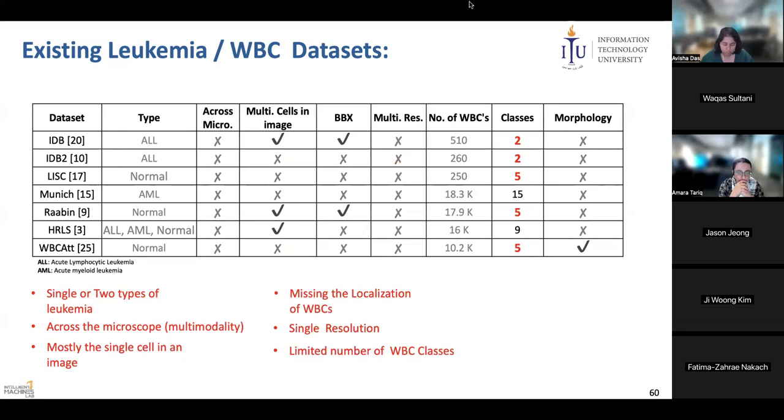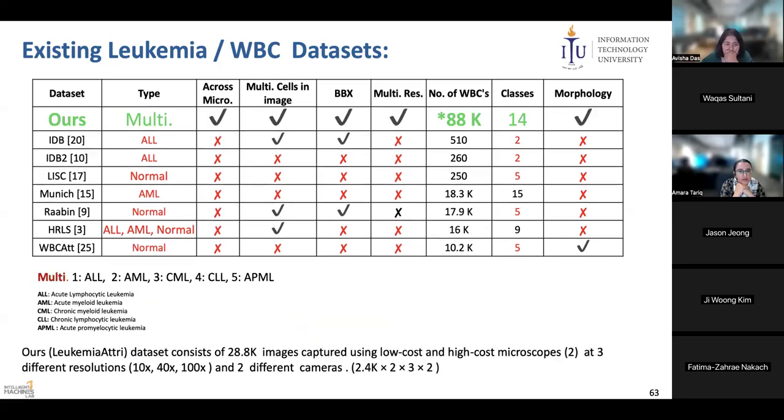And the number of classes is 2 for most; one of the datasets has 15 classes. There are several other limitations. They just capture one kind of AML. And only one paper, first published last year in Europe, has some morphology, but it just captured the normal cells. So we observed there are a lot of limitations, and we try to address all of them in the new dataset.